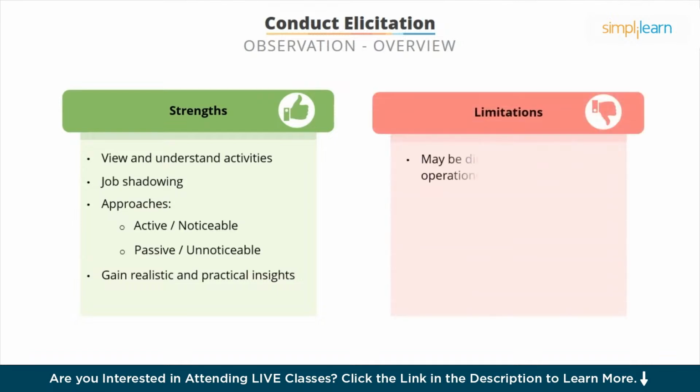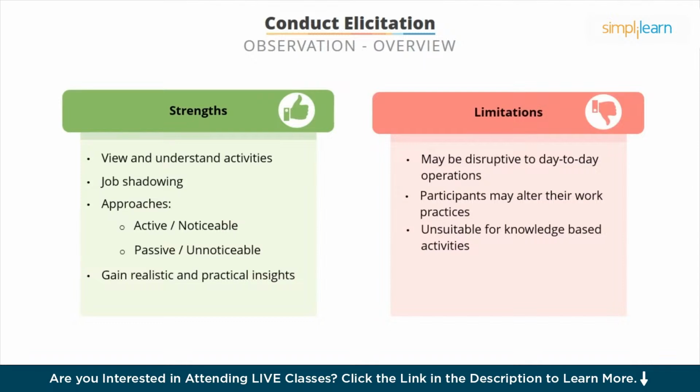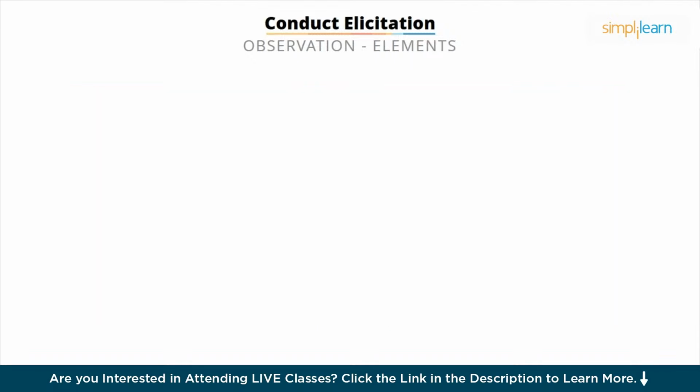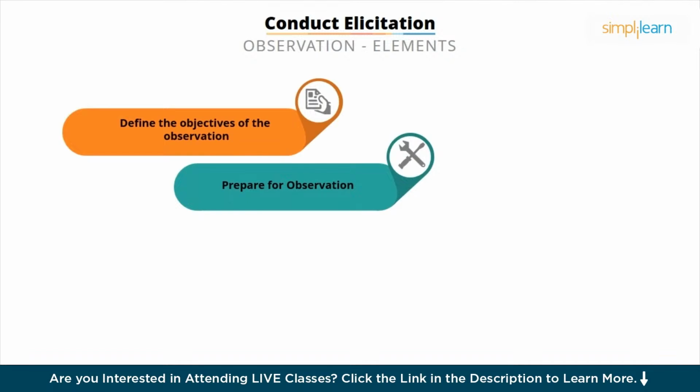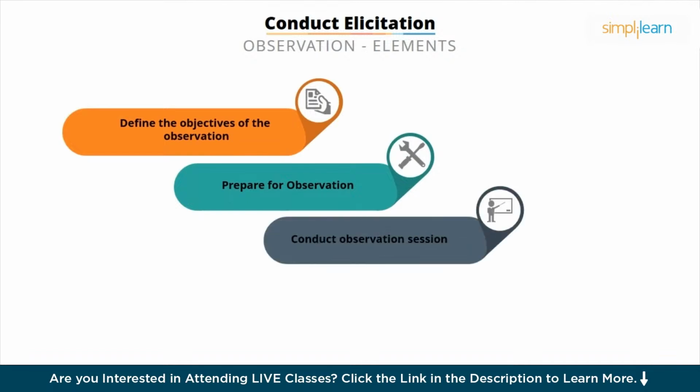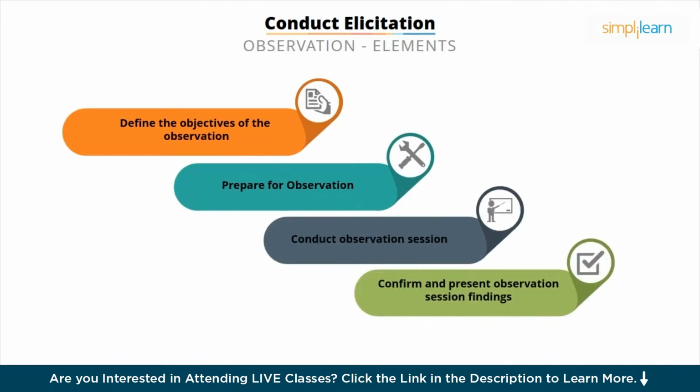It may be disruptive to the day-to-day operations. Participants may tend to alter their work practices when observed. It's not suitable for knowledge-based activities since these are not directly observable. Elements of the observation technique are: define the objectives of the observation, prepare for observation, conduct the observation session, confirm and present observation session findings.